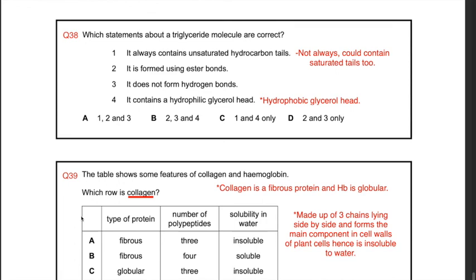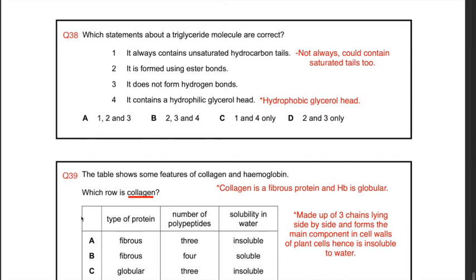Question 38. Which statements about a triglyceride molecule are correct? 1. It always contains unsaturated hydrocarbon tails. 2. It is formed using ester bonds. 3. It does not form hydrogen bonds. 4. It contains a hydrophilic glycerol head. Statement 4 is obviously incorrect because it doesn't have a hydrophilic glycerol head. Instead, it has a hydrophobic glycerol head because triglyceride molecules are insoluble in water due to its nonpolar nature. Therefore, statement 4 is incorrect.